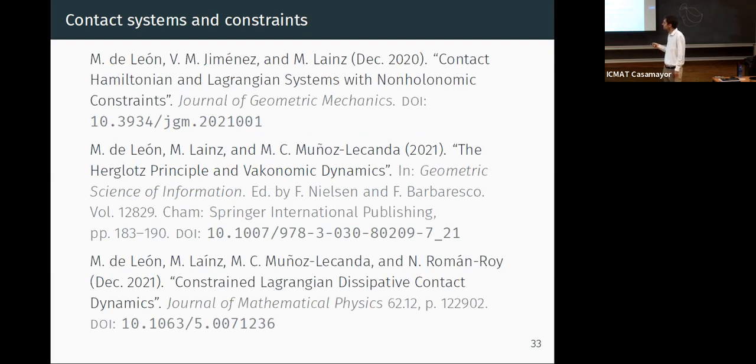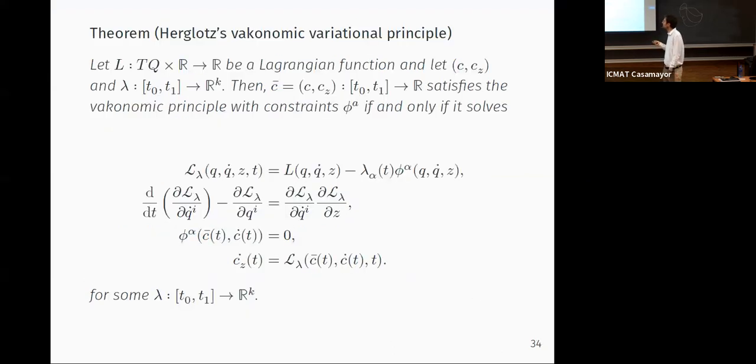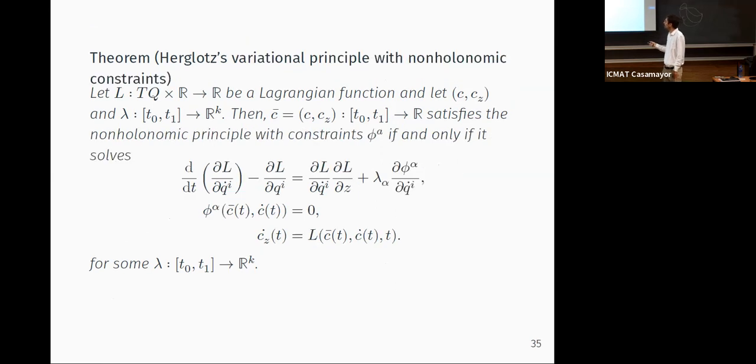These are the three papers. The first one is non-holonomic, the second one is vakonomic, and the third one is all of the above, basically, considering also contact systems as particular cases of constrained symplectic systems. These are the equations for the vakonomic principle, and these are the ones for the non-holonomic principle.